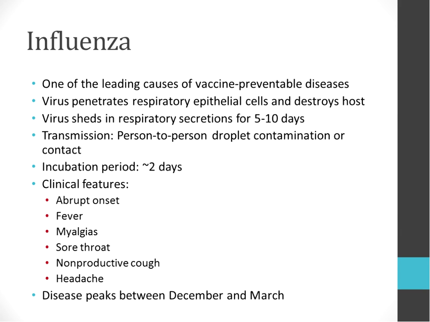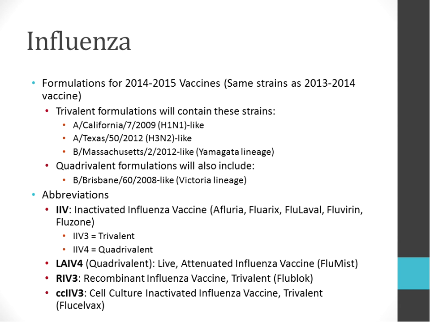So influenza A, or influenza in general, you're probably familiar with. It's usually person-to-person droplet contamination or by contact, and this is an abrupt onset with fever, sore throat, non-productive cough, typically peaks between December and March. The formula for the 2014-2015 year happened to have the same strains as the 2013-2014 year. There is actually available a quadrivalent this year, which has 2 A and 2 B strains in it, whereas the trivalent just has 2 A's and 1 B in it. And you can see those listed here.